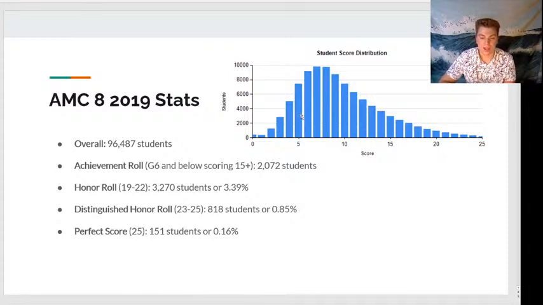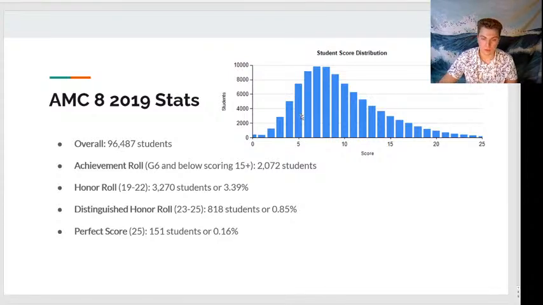Yeah, that's great. And then we have, lastly, of course, perfect score, which, as is in the name, 25 out of 25. And what's crazy is that globally only 151 students, or 0.16% of the total 100,000 students that took the exam, were able to achieve that perfect score. So by no means is this an easy exam, and it definitely is important to prepare for it as best you can.